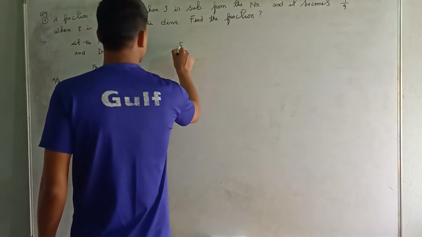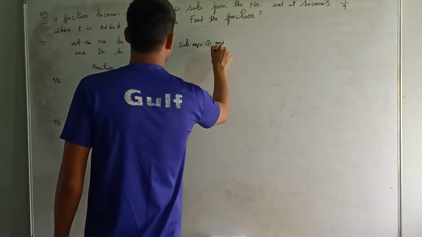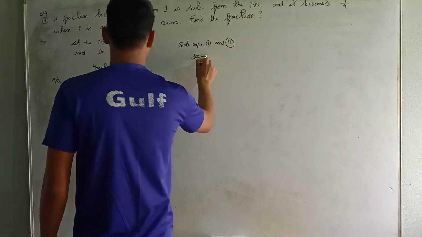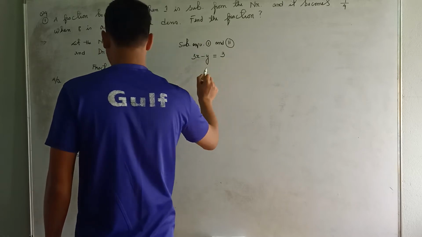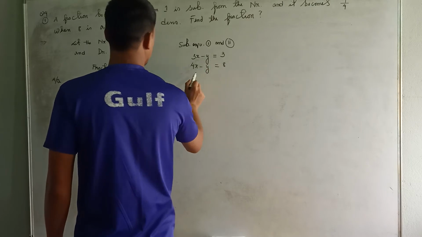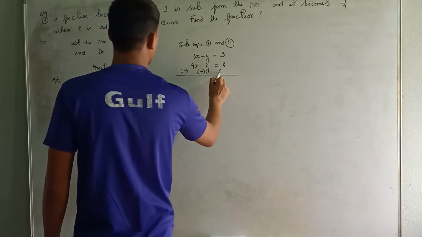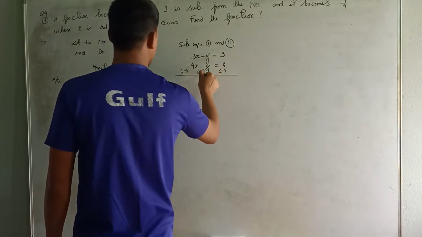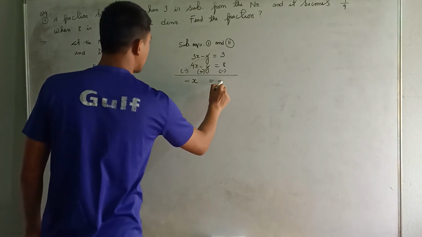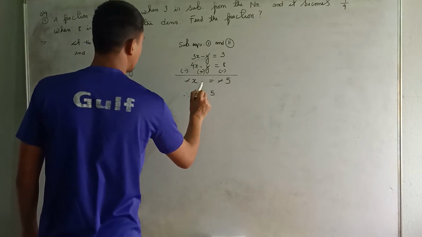So, subtracting equation 1 and 2. Equation 1: 3x minus y is equal to 3. Equation 2: 4x minus y is equal to 8. Subtracting means you change the order of sign. Minus y plus y cancel. 3x minus 4x is minus x. 3 minus 8 is minus 5. Minus on both sides cancels, so x is equal to 5.